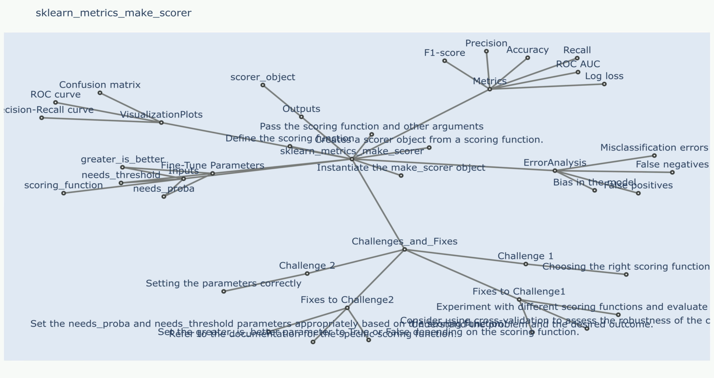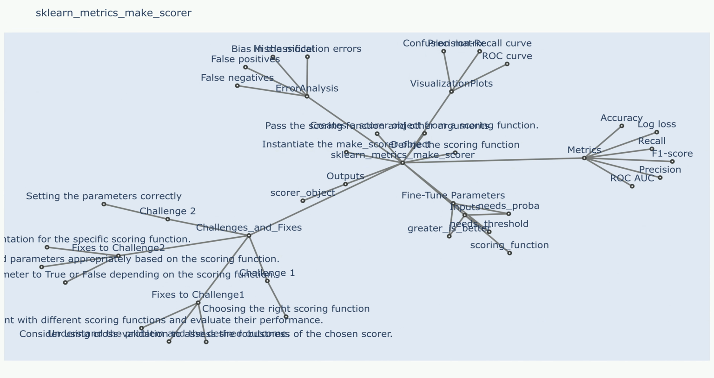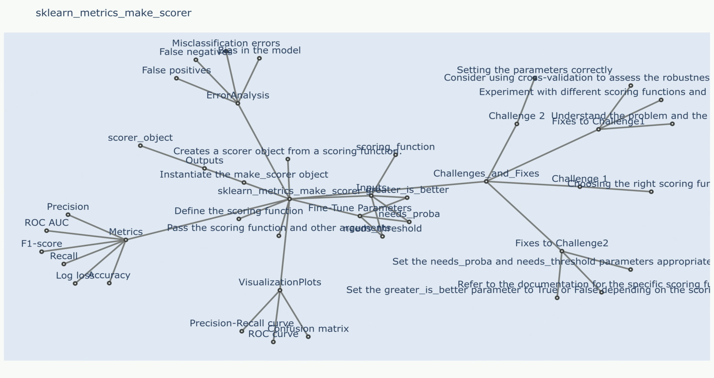Inputs: score_func. This is a callable function that takes two arguments, y_true labels and y_pred labels, and returns a single scalar value representing the score. greater_is_better, a Boolean value indicating whether a higher score is better (True) or a lower score is better (False). The default value is True. needs_proba, a Boolean value indicating whether the score function requires probabilities as input (True) or accepts predictions directly (False). The default value is False.